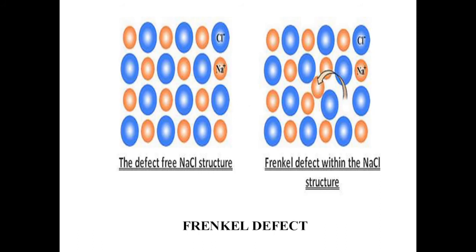Here the defect-free initial structure and the Frenkel defect within the initial structure. Here the cations are loose and they go to the interstitial site.